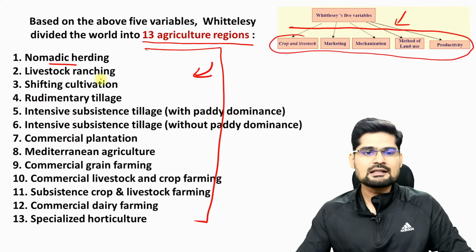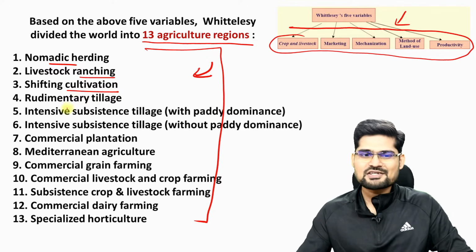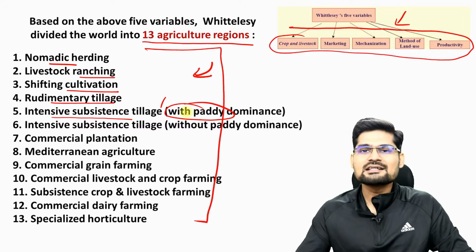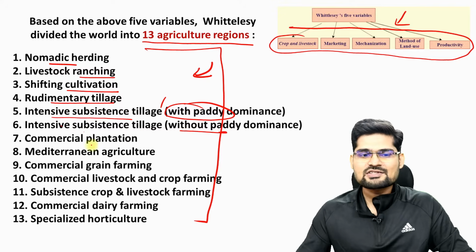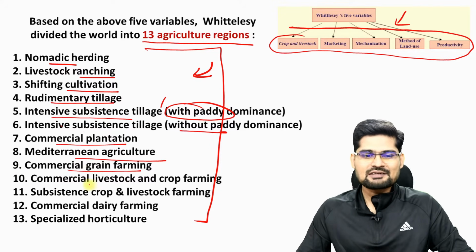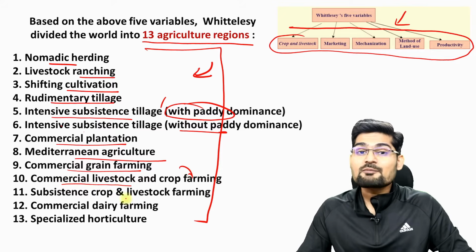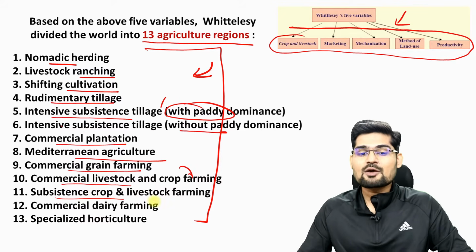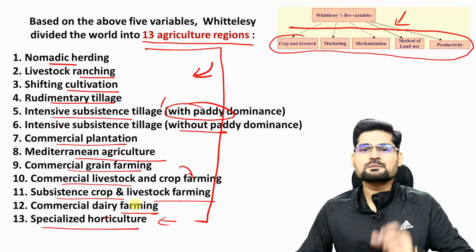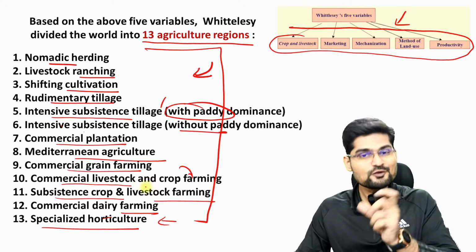So nomadic herding, livestock ranching, shifting cultivation, rudimentary tillage, intensive subsistence tillage with paddy cultivation and without paddy cultivation, then commercial plantation, Mediterranean agriculture, commercial grain farming, commercial livestock and crop farming, then you have subsistence crop and livestock farming and commercial dairy farming. And the last one is specialized horticulture, the fruit production as we know.